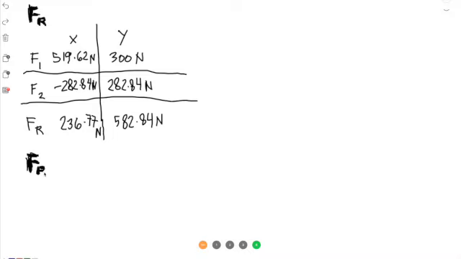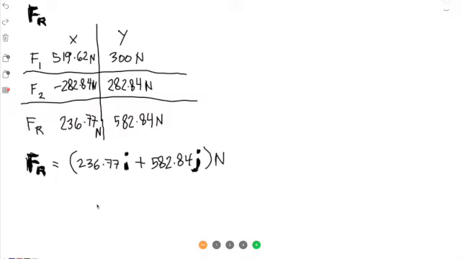Okay, so here, writing our resultant vector in its Cartesian form, this should be part of our final answer, right? The Cartesian form of our resultant vector would be 236.77 i. So see here, these are both positive values, so plus 582.84 j, that be in newtons.